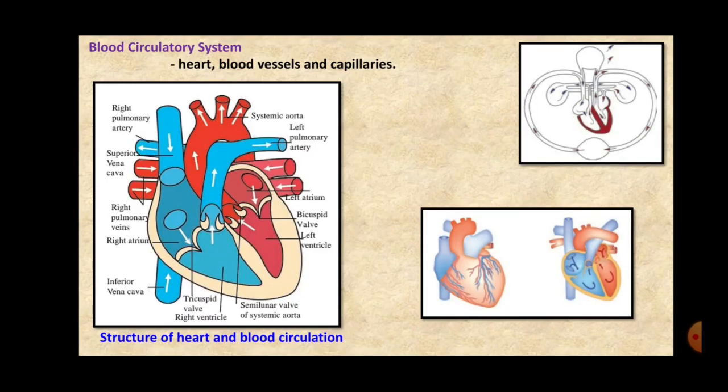Remember, this was the structure of the heart. The heart is divided into 4 chambers with the help of a vertical and a horizontal partition. The upper chambers are called atrium and the lower chambers are called ventricles. So in total there are 4 chambers in the heart. The blue color represents the impure blood, whereas the red color represents the pure blood.